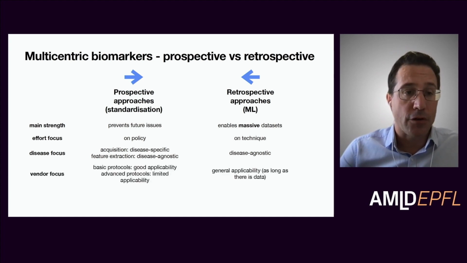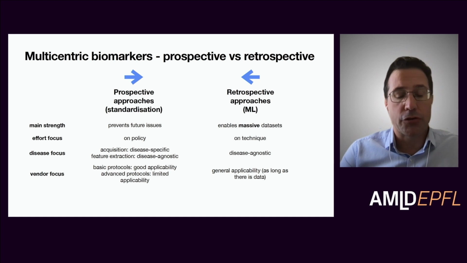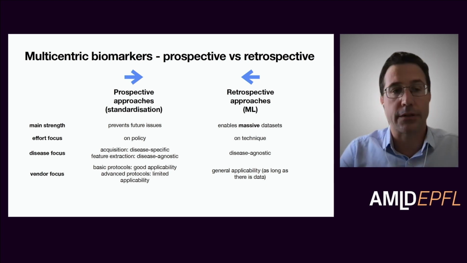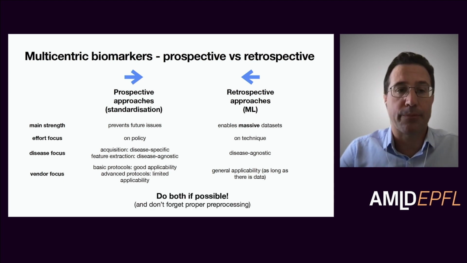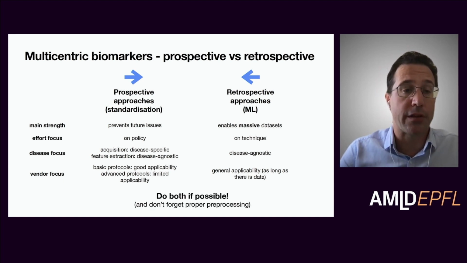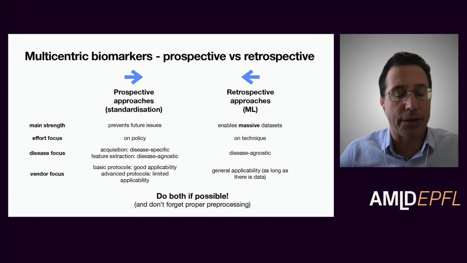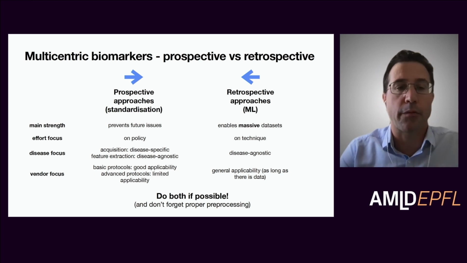And finally, the vendor focus. With prospective approaches, you can standardize basic protocols very easily. It's much more difficult to do for advanced protocols, and retrospective approaches can do this kind of inter-vendor standardization, but you need a lot of data. So in conclusion, I think you should do both if possible. And of course, pre-processing is often neglected, but very basic, simple things, like adaptive histogram equalization, these classic things from image processing, still work very well and are necessary.